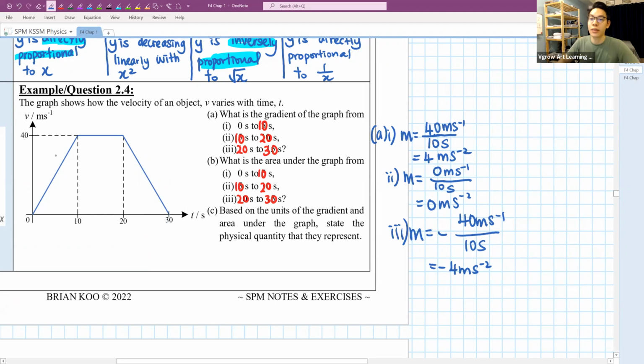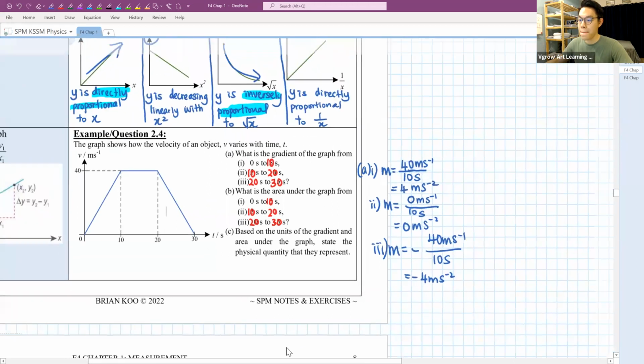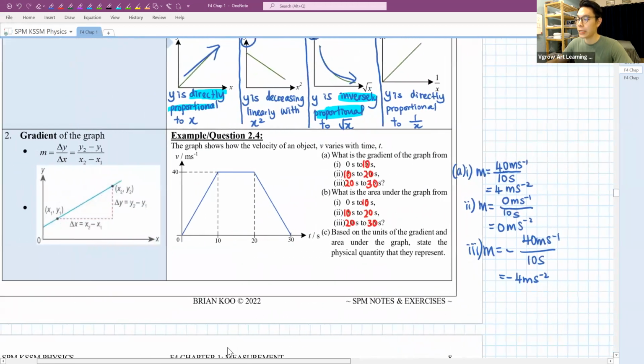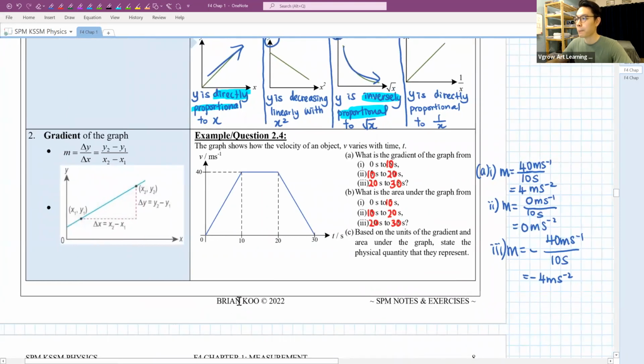Okay, finding the gradient. So now we know that, oh, if it's a horizontal line, a flat line, the gradient actually is 0. And then if it's a line that slants, go down like that, it's a negative gradient. Okay, so we have gradient equals to 4, gradient equals to 0, gradient equals to -4. Don't forget about all the units. Okay, and then before we do part B, let me explain a bit of things first. Gradient.